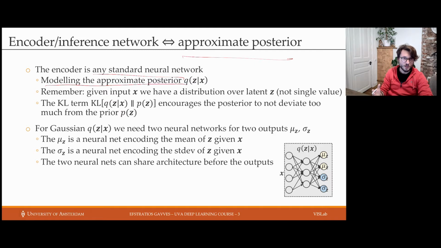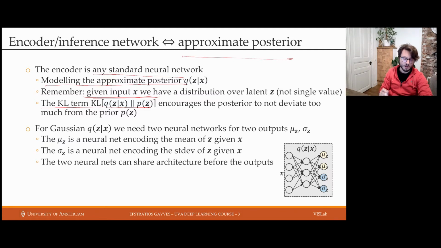In the end, our only goal with the encoder network is to compute an approximate posterior which is as close as possible to the true posterior, and our network has a stochastic output, in the sense that given input x, our output is going to be a distribution over z, not single values. The KL term between the approximate posterior and the prior makes sure that our approximate posterior is not too far away from our prior. Therefore, the prior acts as a regularizer, as we'll see next.